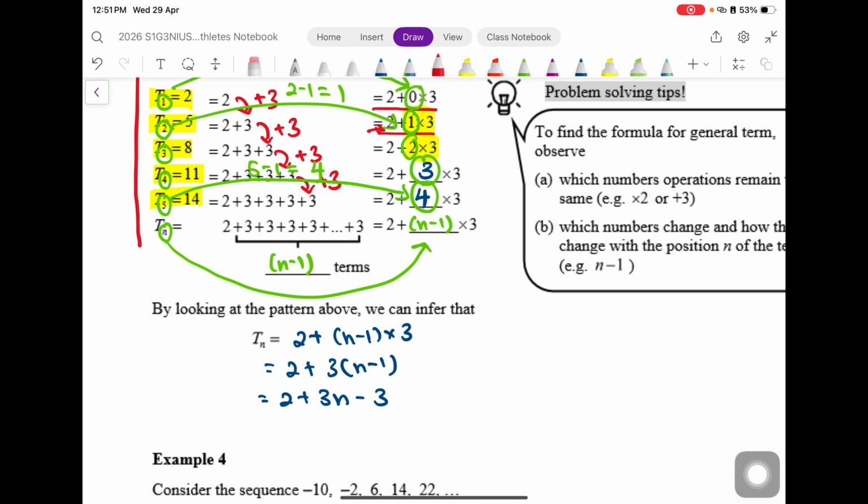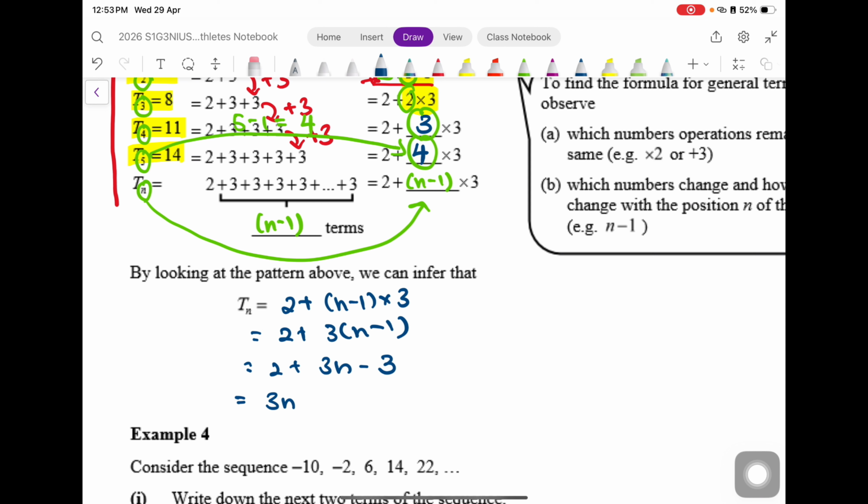So after looking at this pattern here, I will have 2 plus n minus 1 times 3. And we all know that we cannot leave the answer as such. I must expand it out, getting me 2 plus 3n minus 3. Bring the 2 and minus 3 together. The answer is 3n minus 1.